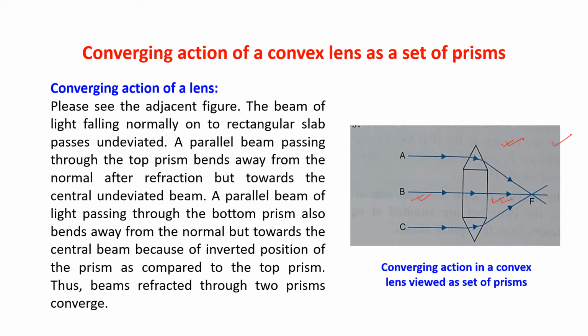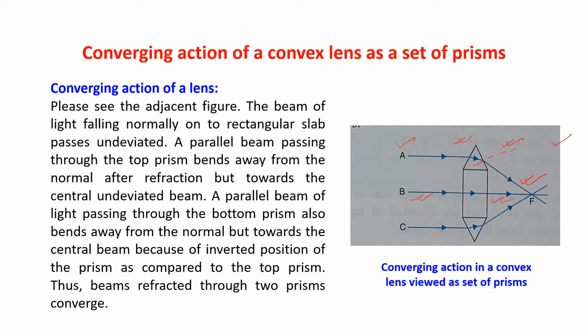So this is the line. Now the ray of light, that is A, suppose A is falling on the upper part of the prism. Now the light after refraction will move away from the normal. So this will be the normal. The normal will be here. So naturally it will move away from the normal, but it will bend towards the undeviated beam. This one. Okay.